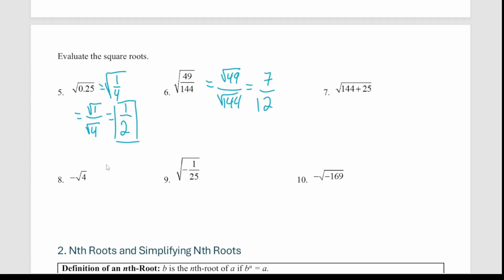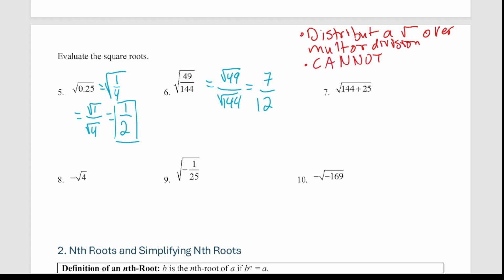For this next one, be careful. You are not allowed to distribute square rooting over addition. So I'm actually going to write that explicitly. You can distribute a square root or any root over multiplication or division, but you cannot do so over addition or subtraction. So in particular here, we would first have to simplify.